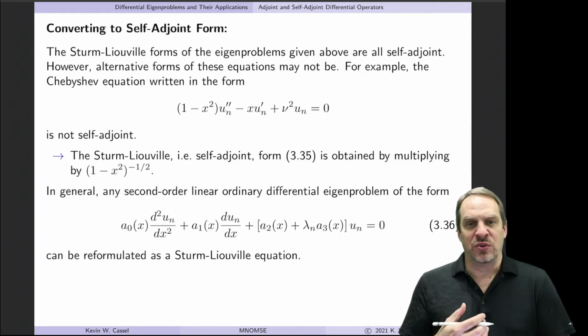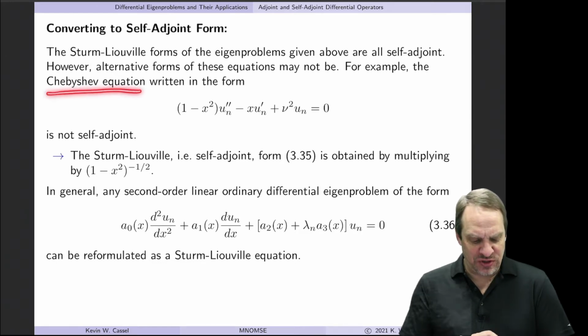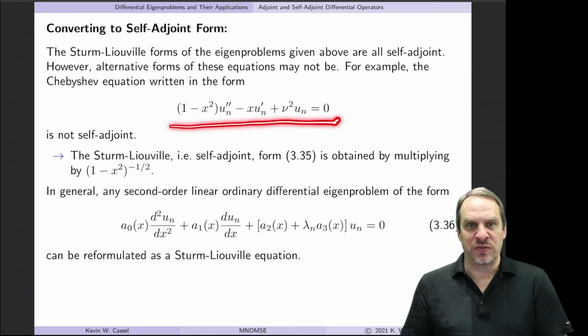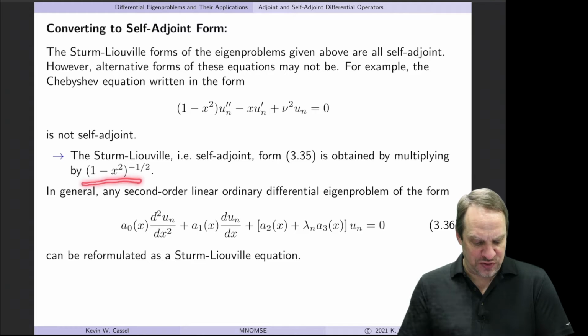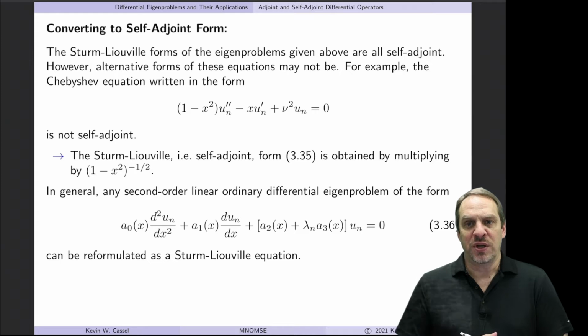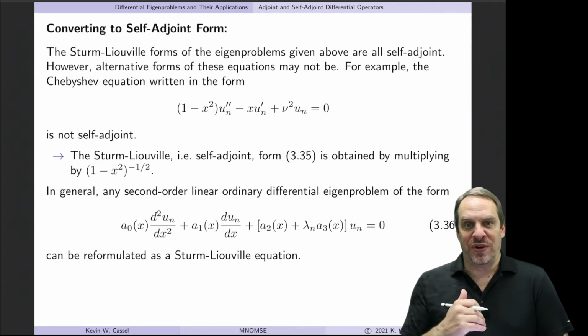So not all second-order linear differential equations are in the self-adjoint Sturm-Liouville form. For example, if you take the Chebyshev equation that we had in the previous video and simply rewrite it by multiplying through by some factor to get this form, it is not in self-adjoint or Sturm-Liouville form. We have to multiply by 1 over the square root of 1 minus x squared in order to put it into that self-adjoint form. It turns out that any second-order linear differential equation can be put into a self-adjoint form, and we want to show how that's done here.